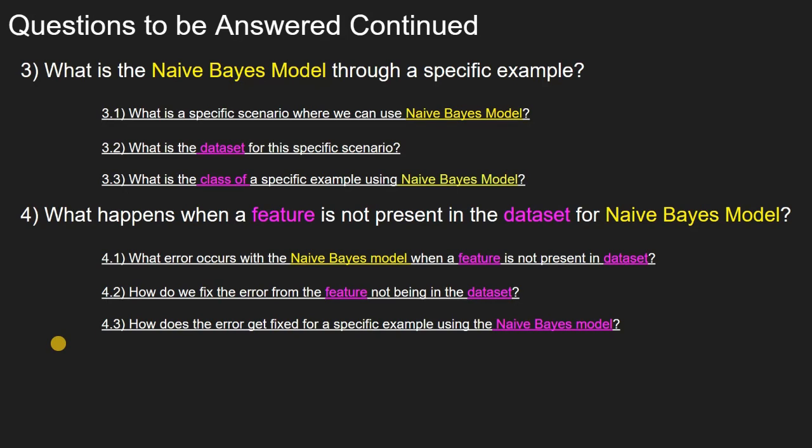Now, the second general question is, what happens when a feature is not present in the data set for a naive Bayes model? I'm answering that through these three sub-questions. What error occurs with the naive Bayes model when a feature is not present in the data set? How do we fix the error from the feature not being present in the data set? And how does the error get fixed for a specific example using the naive Bayes model? That's what I'm going to be going over in this video, and let's move on.